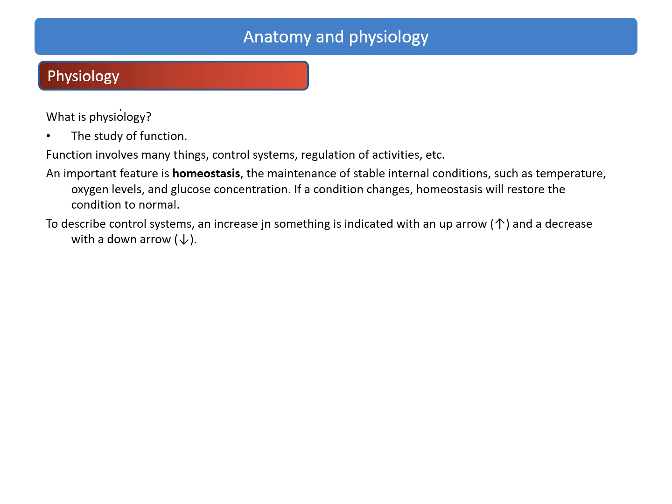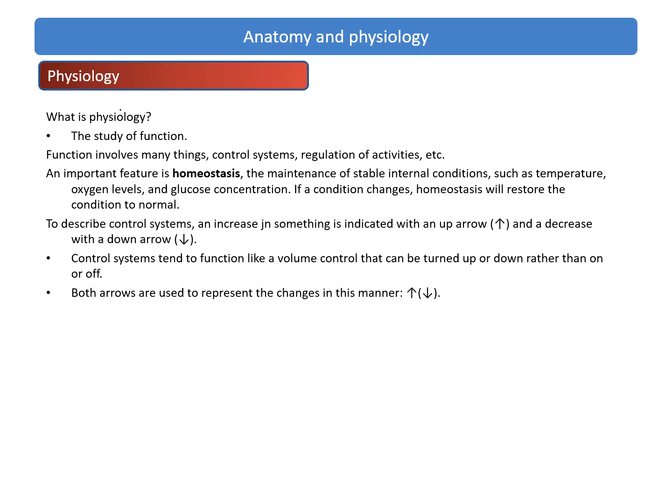To describe control systems, an increase in something is indicated with an up arrow and a decrease with a down arrow. Control systems tend to function like a volume control that can be turned up or down rather than on or off. Both arrows are used to represent the changes in this manner. Notice the up arrow and in parentheses the down arrow.